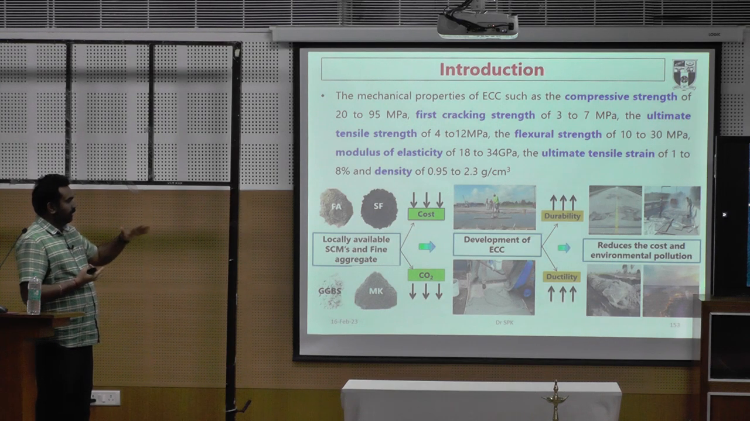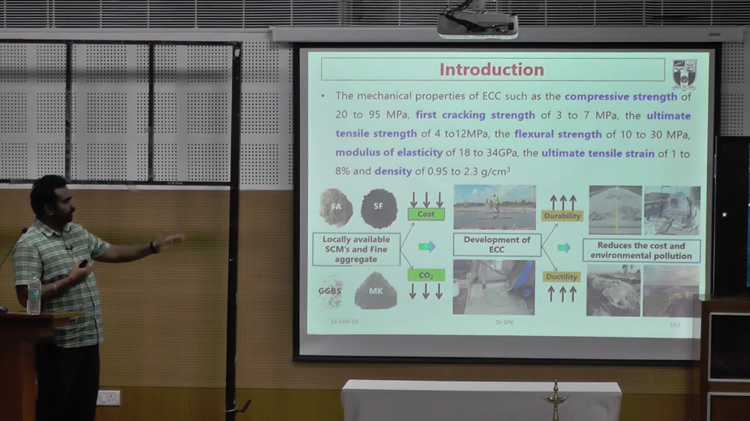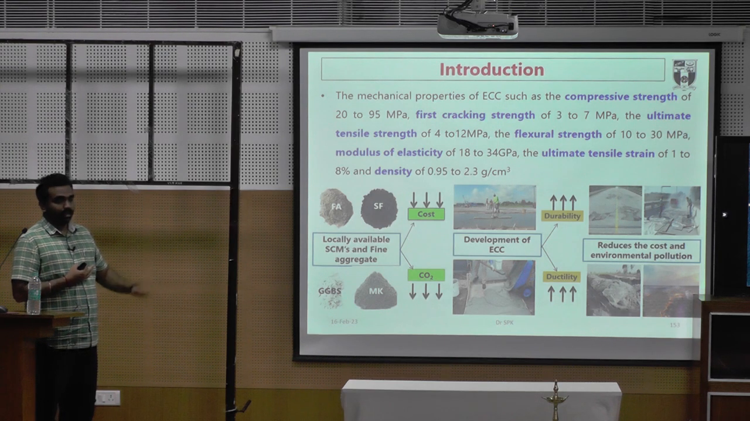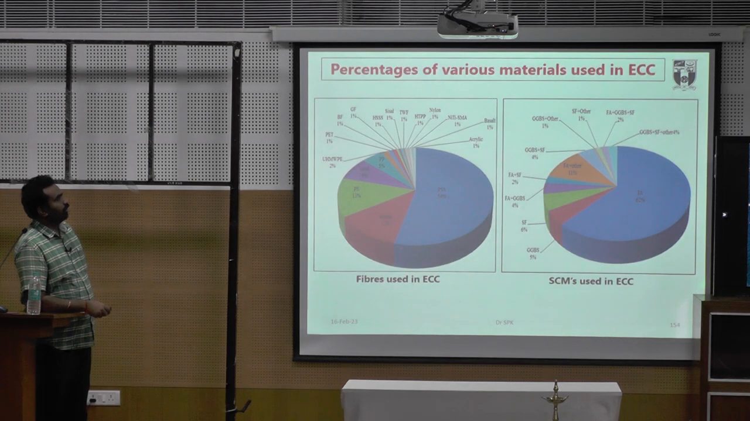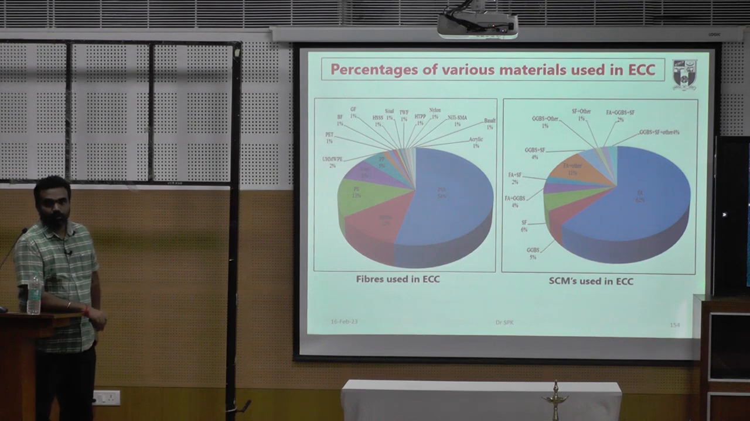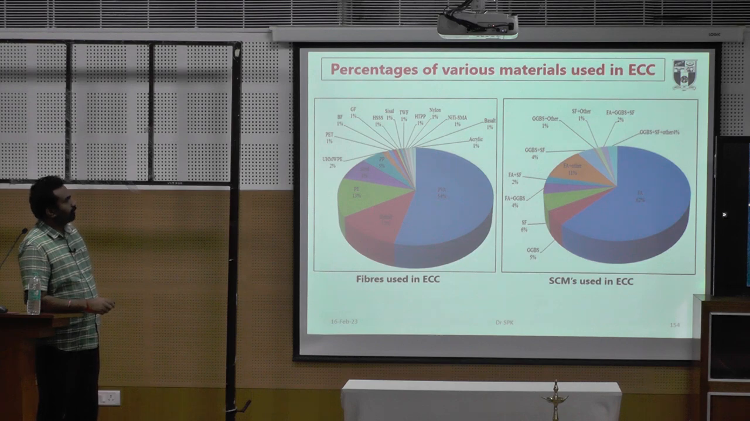to find locally available cementitious material and an alternative for river sand. We have analyzed with M sand. So there will be a reduction in cost as well as carbon dioxide emission. So the development of ECC for bridge deck overlays and the durability properties, and there is a reduction in the cost as well as environmental pollution. To start with new projects or new work, we need to have an analysis.